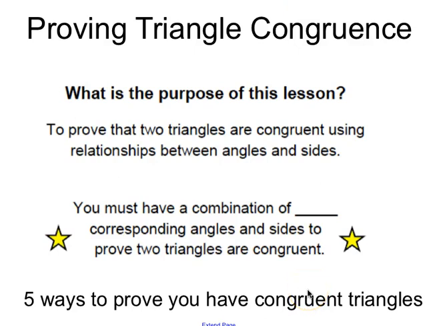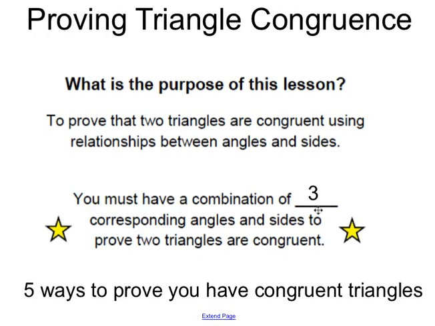All right, time to prove some triangle congruence theorems. So the purpose of this lesson is we're going to prove that two triangles are congruent using relationships between angles and sides. So you must have a combination of three corresponding angles and or sides to prove that two triangles are congruent, okay?